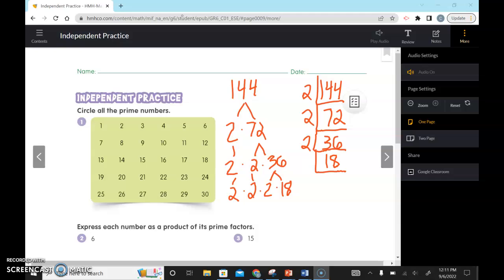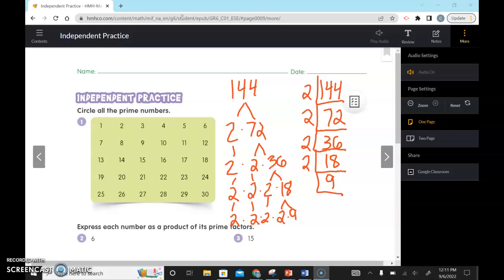Now, I need to break down my number 18 here. So I'm going to do 2 times 9. Bring down my 2. Bring down my 2. Bring down my 2. All right, 18 divided by 2 would give me 9. Again, whenever we're using this ladder, we just want to use prime numbers, and that's it. And you can look at the prime numbers that you circled there on the left side.